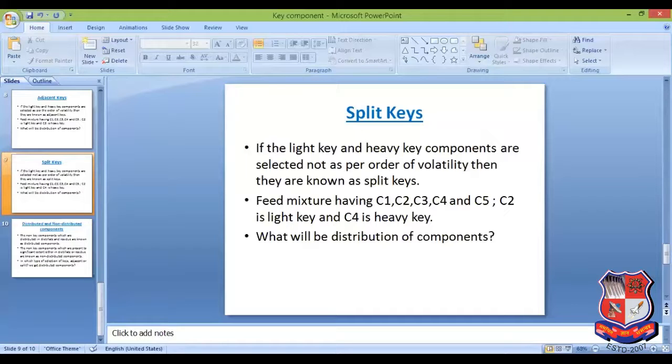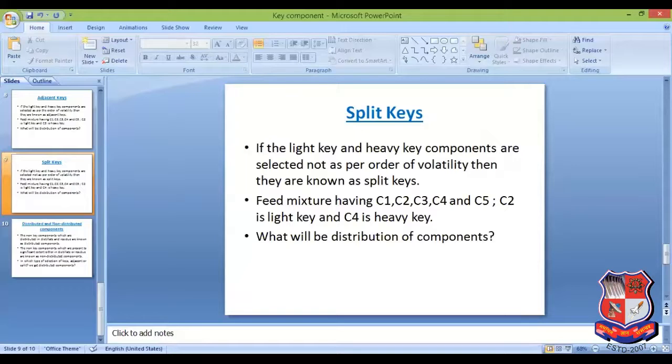Now in case of residue, I have to look at the light key component. So over here my light key will be C2. So the components which are lighter than light key should be absent in residue. So over here C1 is lighter than light key. So C2, C3, C4 and C5 will be there in residue.